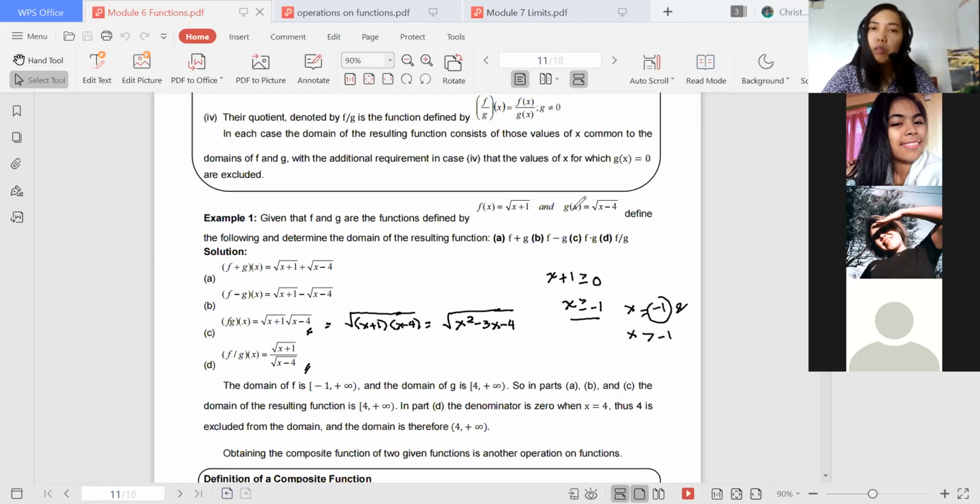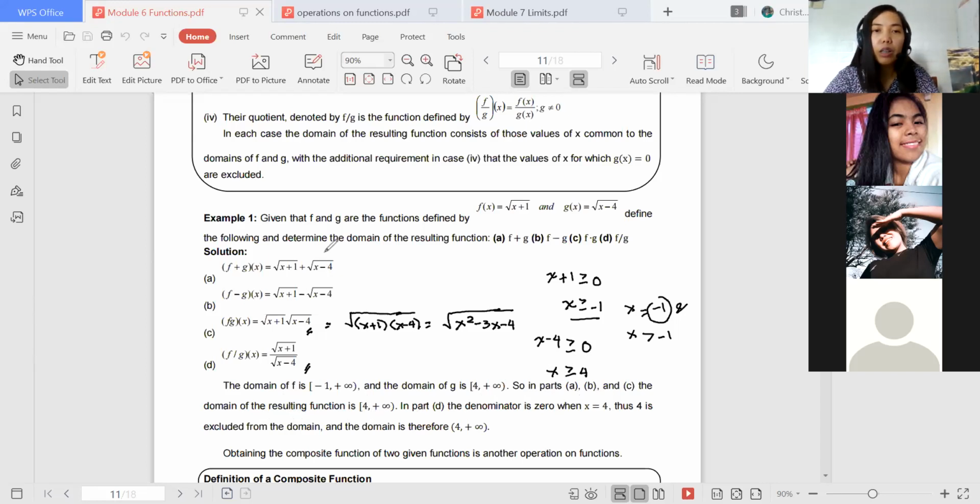And for g of x, for the domain, same procedure, x minus 4 should be greater than or equal to 0. Okay? Therefore, x is greater than or equal to 4. When we write this in interval notation, ito siya, 4 to positive infinity. Okay? So in parts A, B, and C, the domain of the resulting function is 4 up to positive infinity.